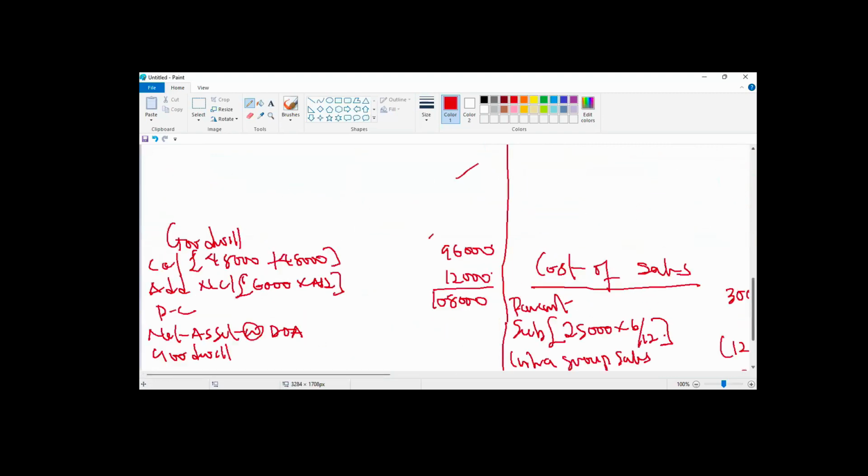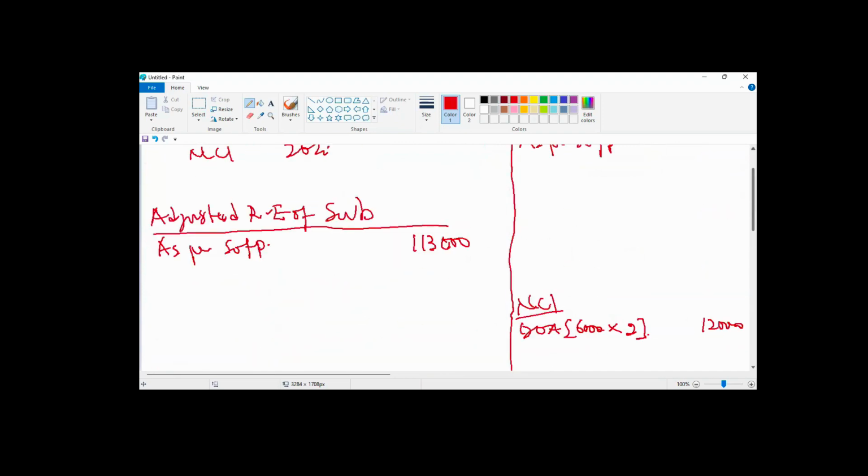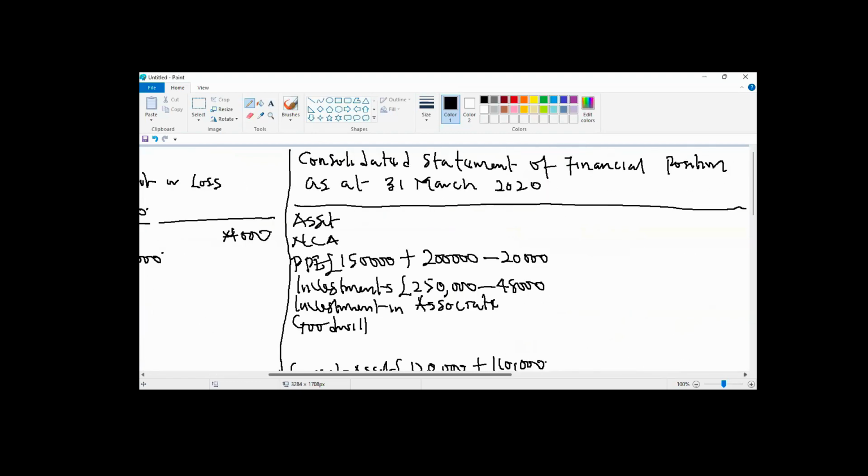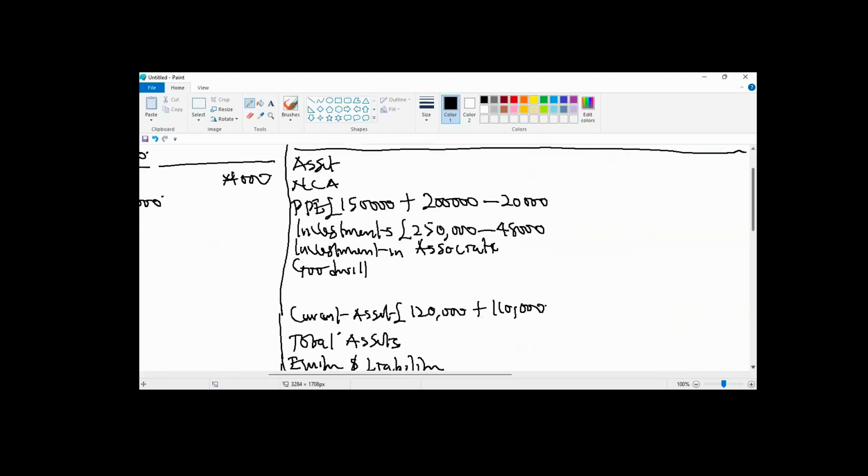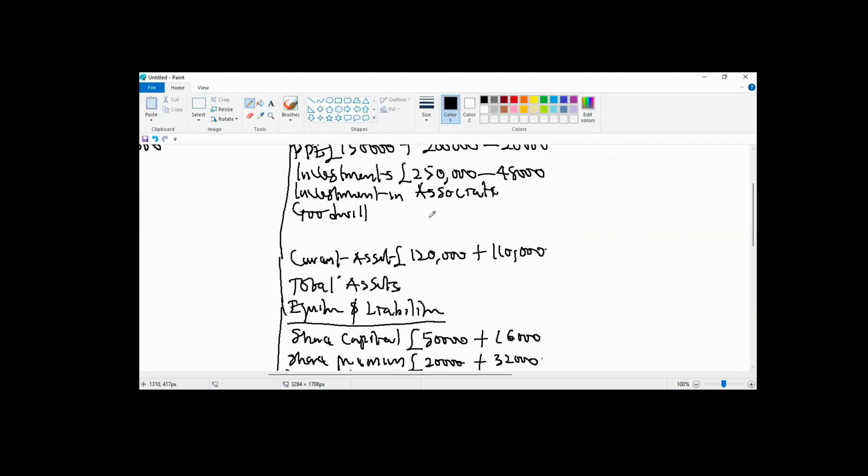Why do you sell and make profits from your subsidiary? Unrealized profit on inventory. We'll now go and credit consolidated inventory. Then the inventory minus 800. That's all. That is all.